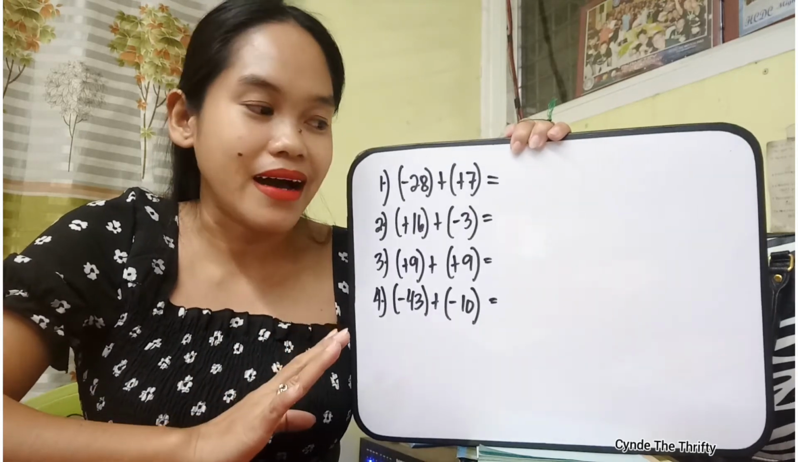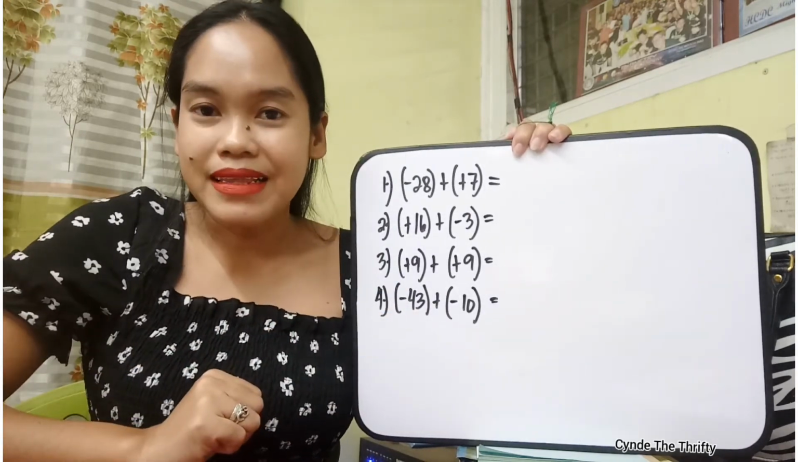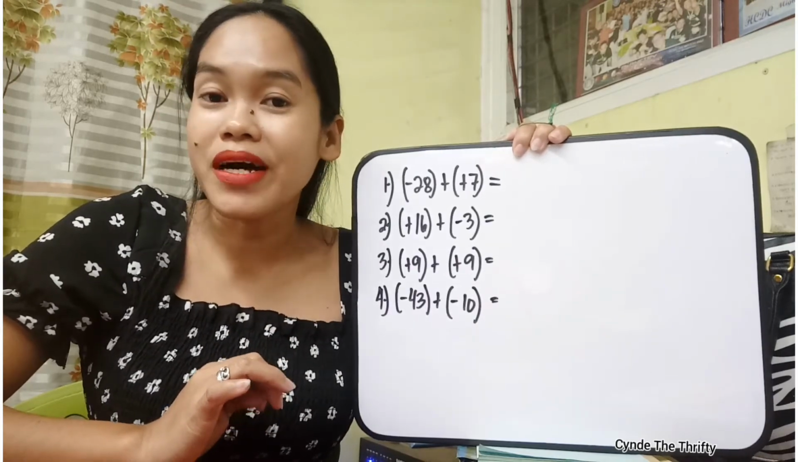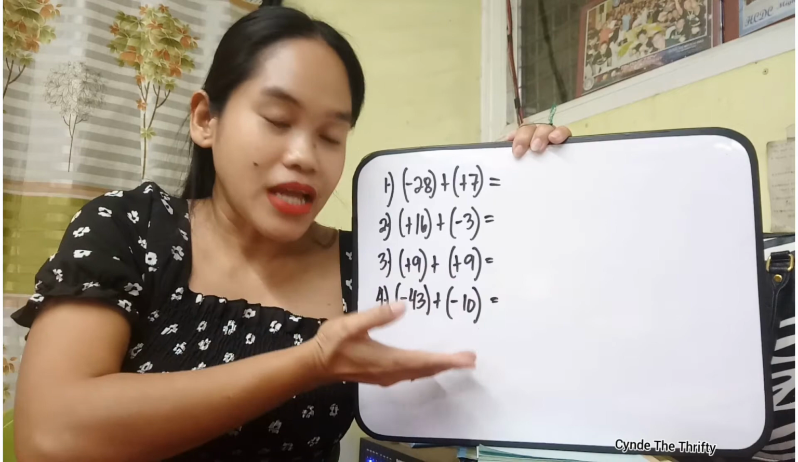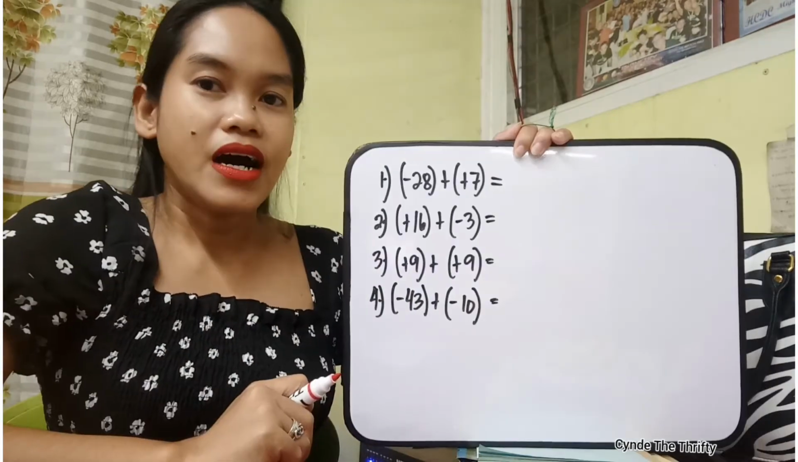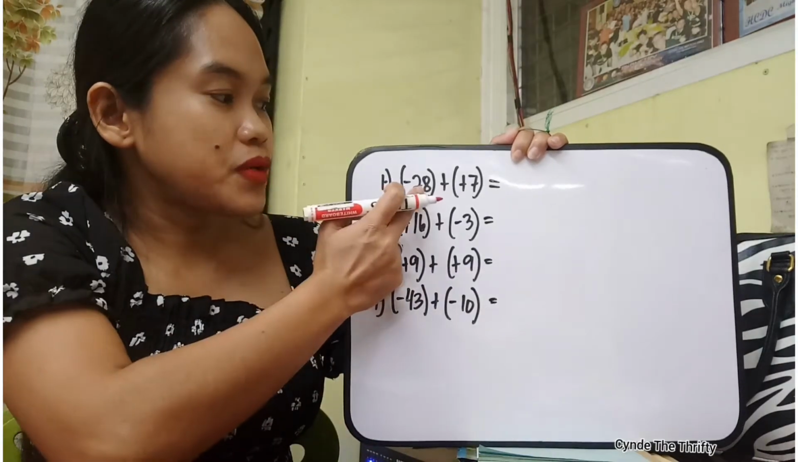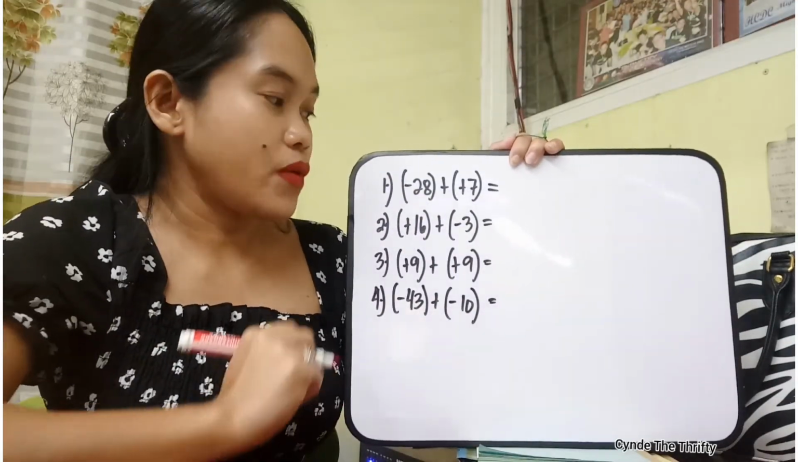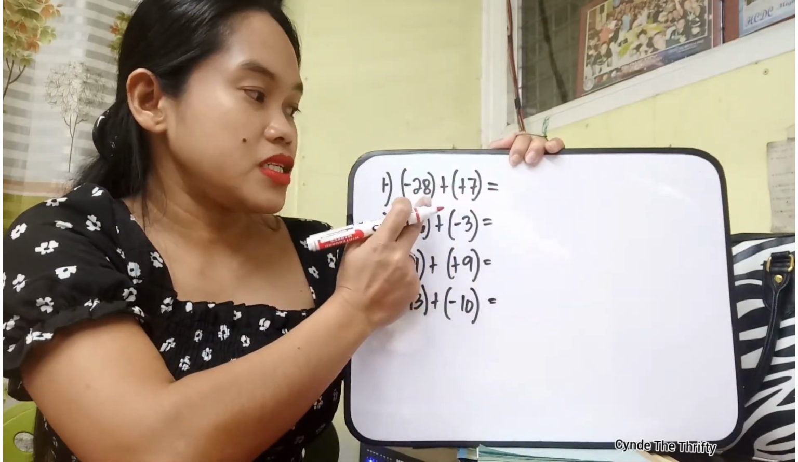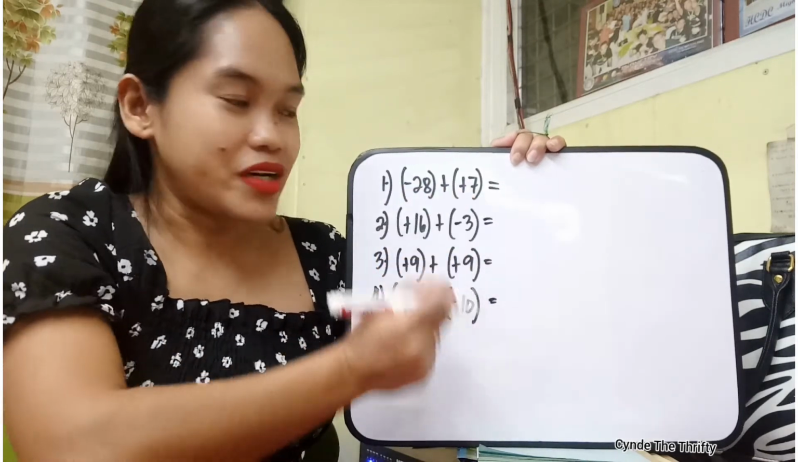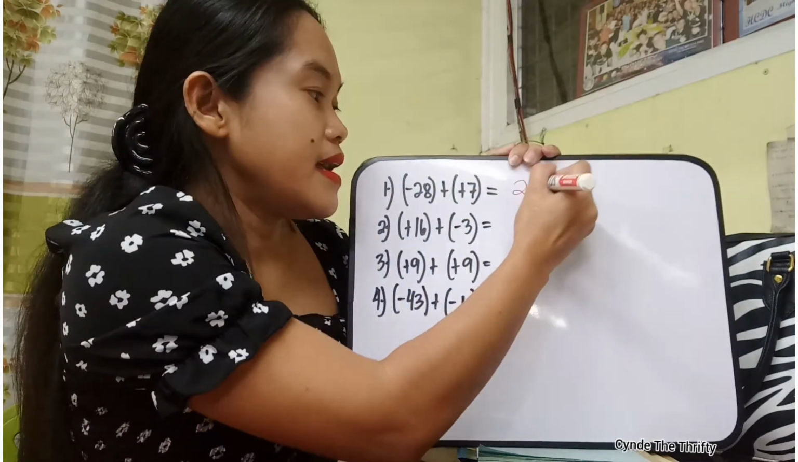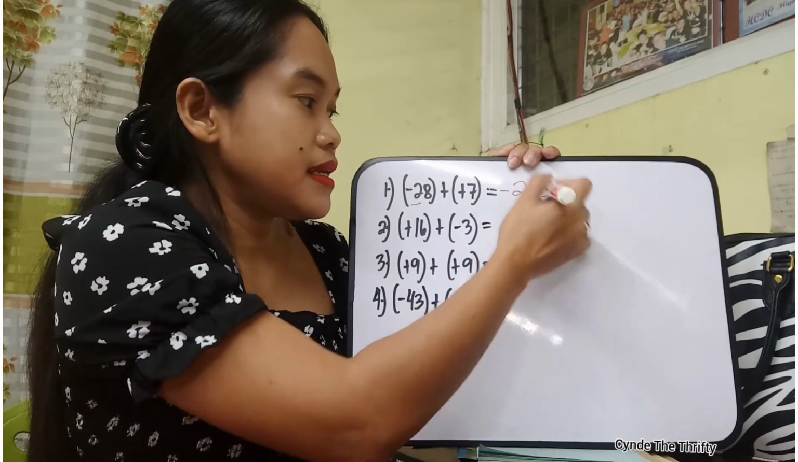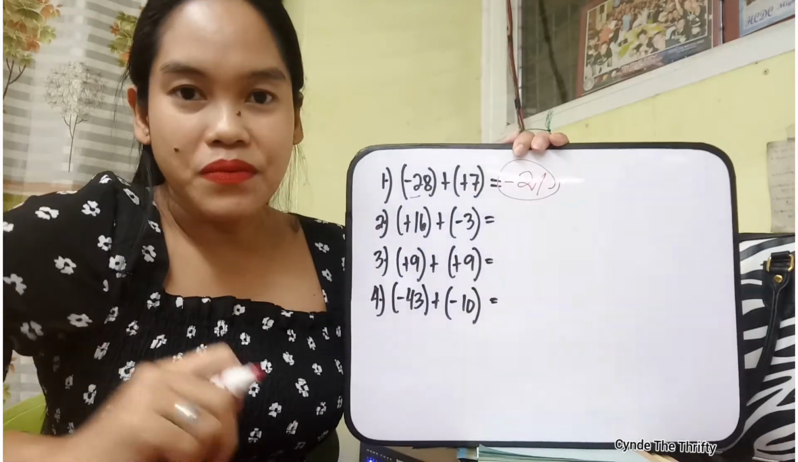So, napakadali lang. Ngayon is, i-solve natin itong nasa board. Alam ko na naintindihan na natin ang adding of integers. So ngayon, alam ko rin na masasagutan nyo ito ng tama. Number 1, negative 28 plus positive 7. So hindi magkapareho yung sign nila. So ang sagot natin is, isubtract natin si 7 kay 28. So 21. And ano yung sign ng ating bigger number? Negative. So ang sagot natin is negative 21.